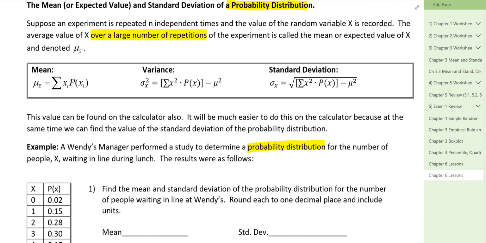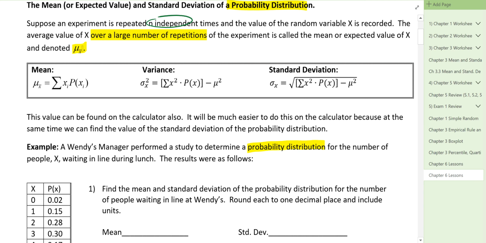Hello, in this lesson, I'm going to review finding the mean and standard deviation of a probability distribution. This is chapter 6.1 of our textbook. Suppose an experiment is repeated n independent times, and the value of a random variable x is recorded. The average value of x over a large number of repetitions of the experiment is called the mean or expected value of x, and we use the notation mu of x bar.